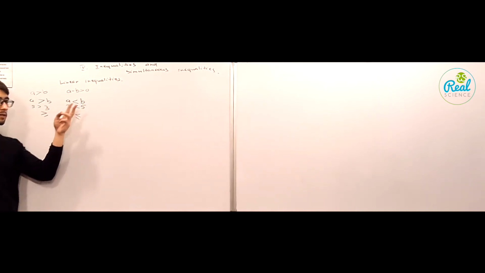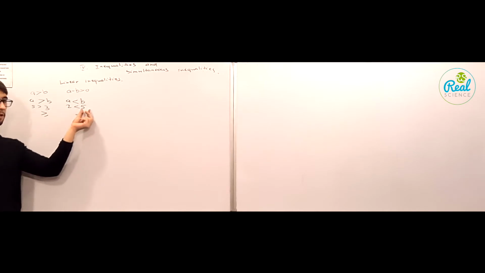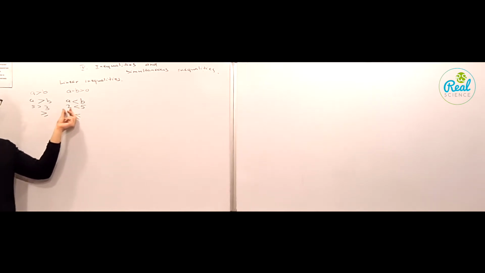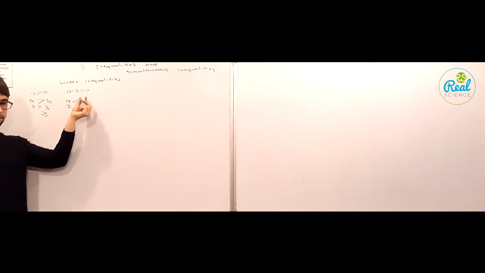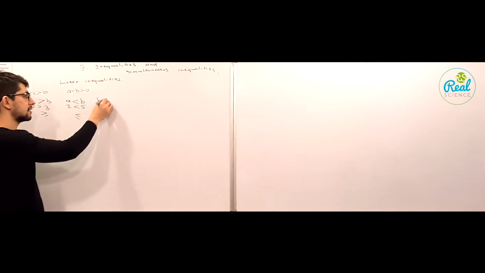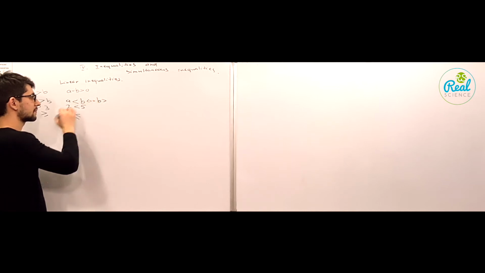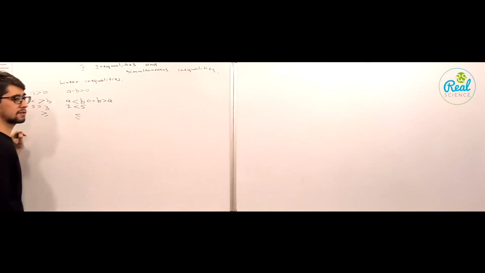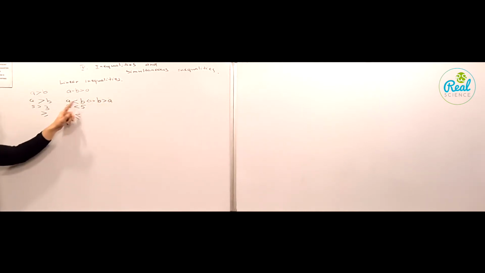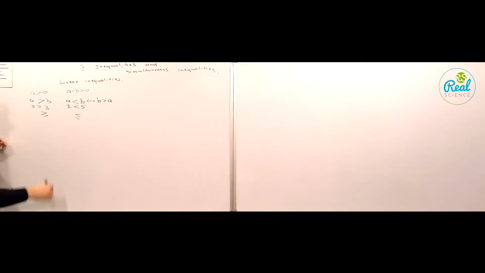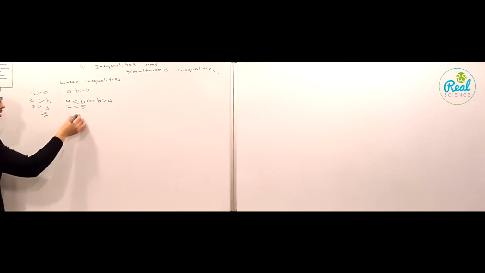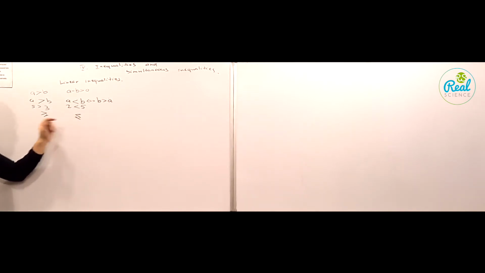Here you can say 2 is less than 5, or you can say 5 is greater than 2, or B is greater than A, or A is less than B, okay? They are the same. B greater than A, and here you also have A less than B, okay? They are the same. Okay, what does this inequality symbol mean: here you don't have equality sign, here you have equality.